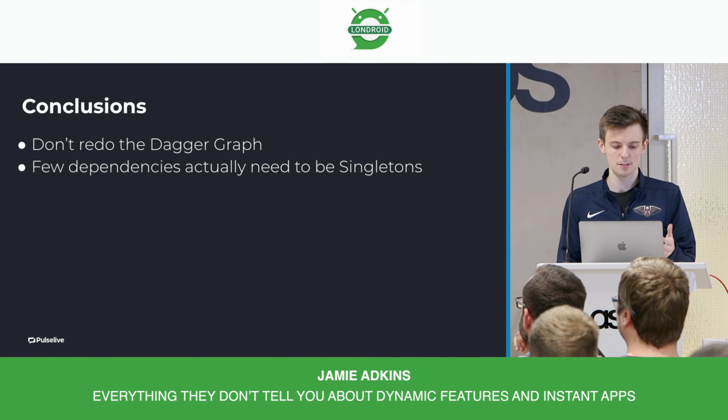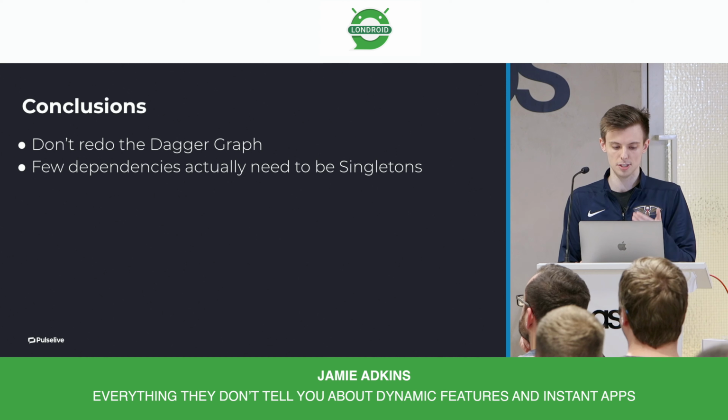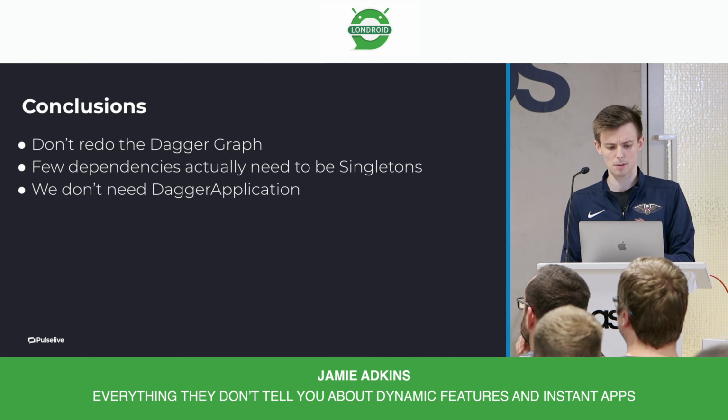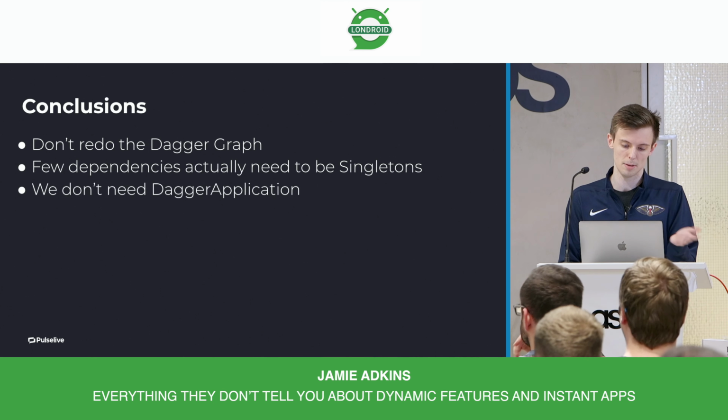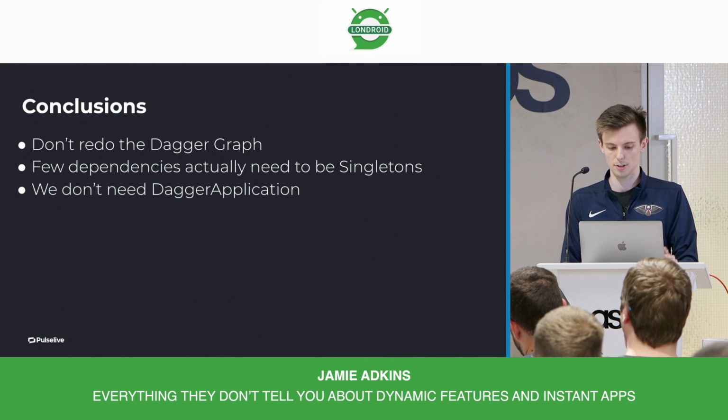We realized that few dependencies actually need to be singletons. A few dependencies actually needed to be part of the app component and scoped to the application. Most things were stateless, so we don't actually need singletons too much. We don't need Dagger application either. If we need to inject into the application, which we're not at the moment, we can do that conventionally with Dagger.